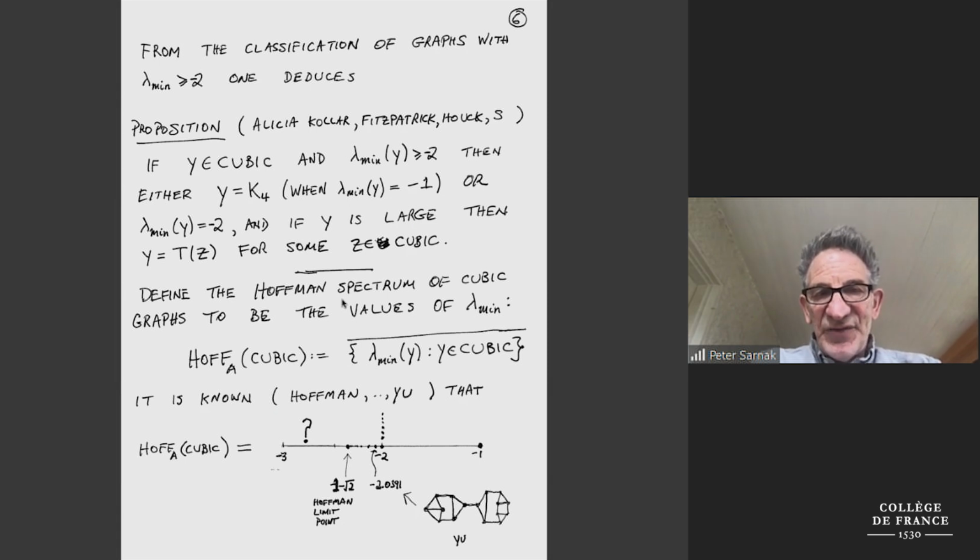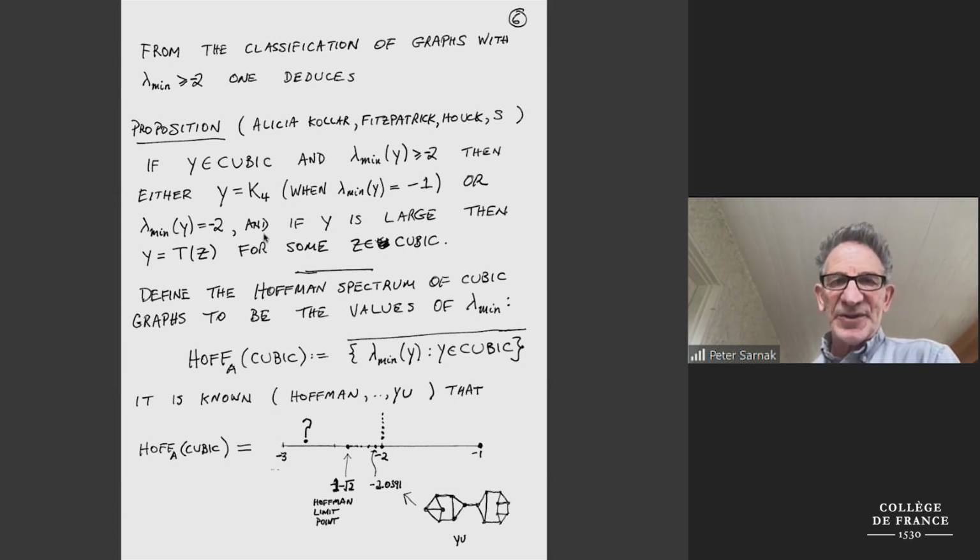And using that classification of theirs, we show in a paper here with Alicia Kollar and her co-authors, who are the co-authors on that Nature paper of theirs, that any cubic graph which is a Hoffman graph, so has its smallest eigenvalue greater or equal to -2, is either K4, which we've already seen has smallest eigenvalue -1, or it's a line graph and is in fact, if it's large, in the image of this map T. So it has to be of the form T of some smaller graph. So in this way we can understand completely what the gap at the bottom is.